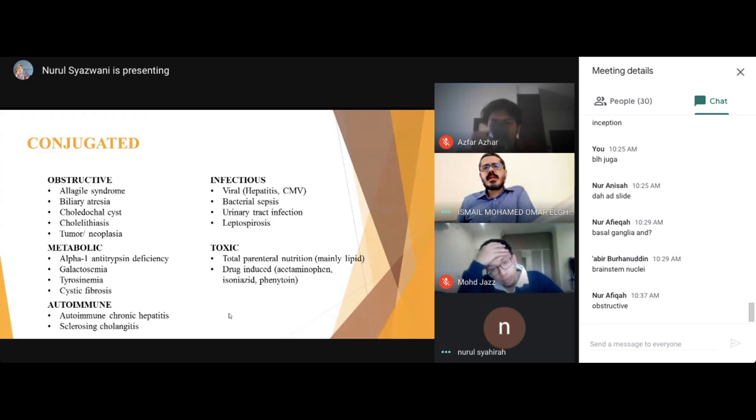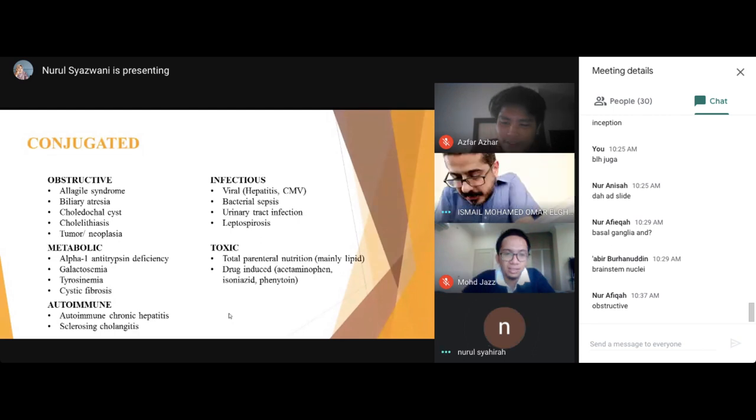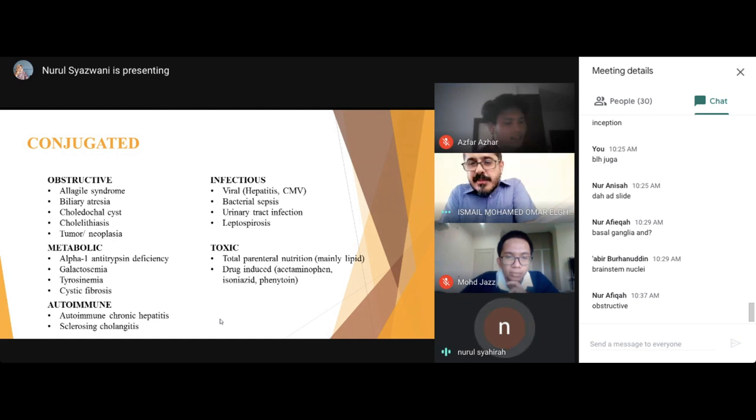Okay, I will ask an open question. Anyone knows what is Alagille syndrome? Alagille syndrome. Sorry, Prof. I don't know. Yes, tell me. It's actually a genetic disorder which can cause liver damage, usually caused by bile duct abnormalities. Okay, very good.